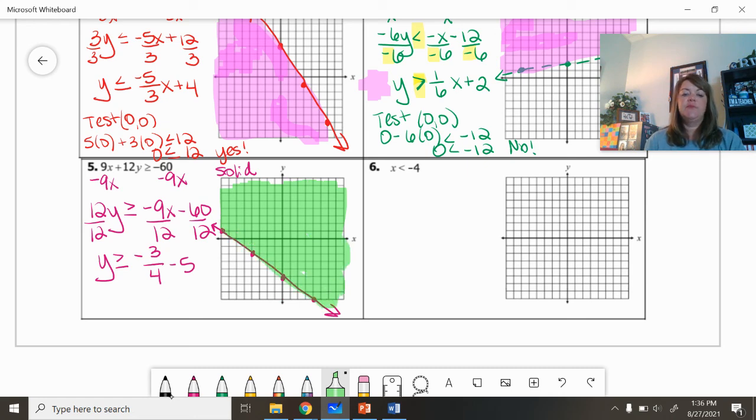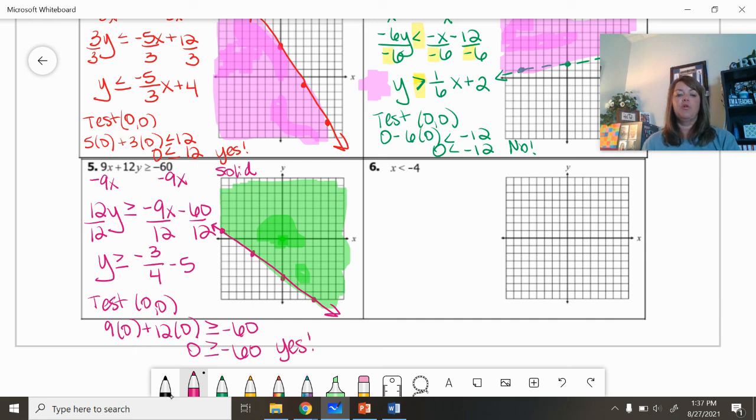Now, if I want to test a point, I can test 0, 0. It's not on the line. It's right there. When I test 0, 0, it should work. It should be a yes because 0, 0 is included in my shading. So if I test 0, 0, it's going to say 9 times 0 plus 12 times 0 is greater than or equal to negative 60. This is 0 plus 0, 0 greater than or equal to negative 60, and yes, it is. Cool. So I know I did that one right because 0, 0 is included, and yep, I shaded on the side where 0, 0 is included.